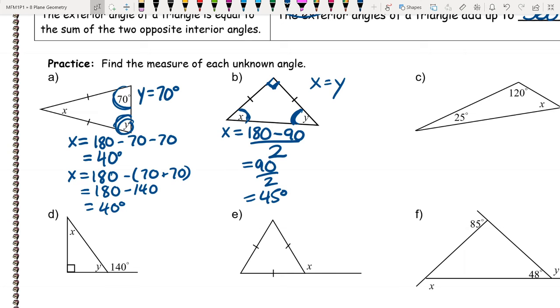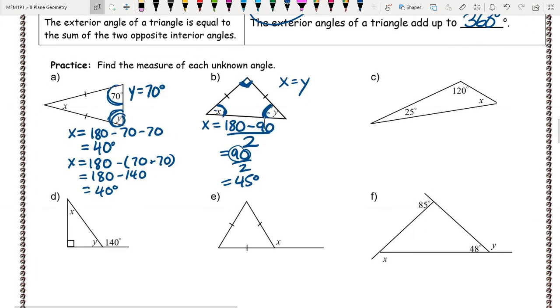All right, so that one's a little trickier. Hopefully you're able to follow the logic of that. This is 90 degrees. The other two must also combined be equal to 90 because that would equal 180. So I do 180 subtract the 90 from here. That gives me the 90, which is the sum of x and y, and then I divide it by 2 to find the value of each.